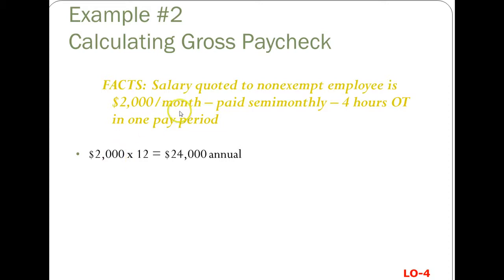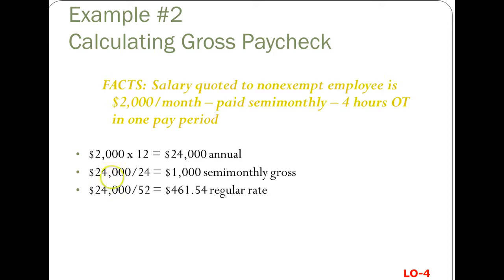The 2,000 is for a month. Okay. Then there are 24 pay periods. So 24,000 divided by 24 is 1,000, the semi-monthly gross. Then you take the 24,000 and divide it by the number of weeks, so you can get the regular weekly rate. And then you take the weekly rate divided by 40 hours to get the regular rate.